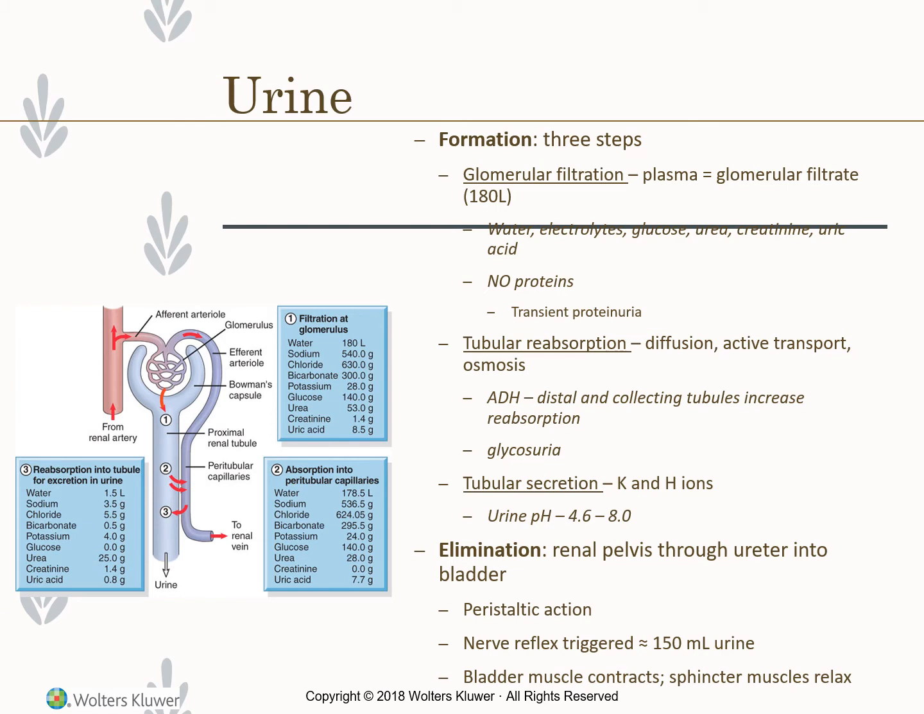Urine is formed in 3 steps. The first is glomerular filtration, the second is tubular reabsorption, and the third is tubular secretion. The main functional unit of the kidneys is the nephron, which we talked about.